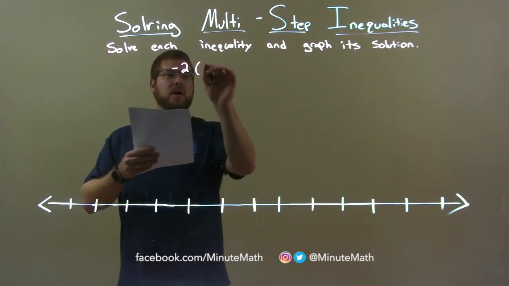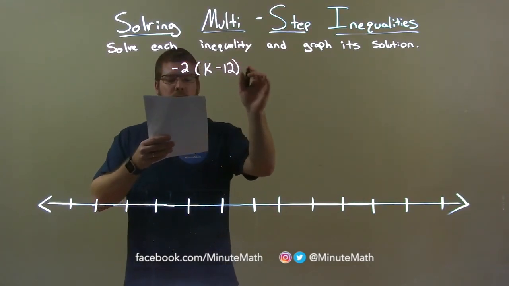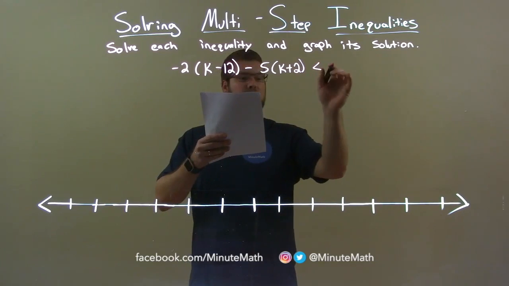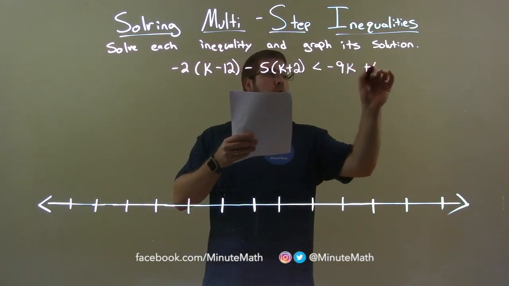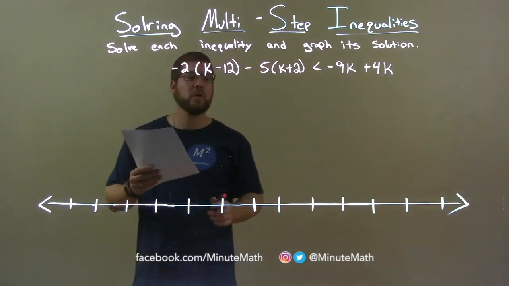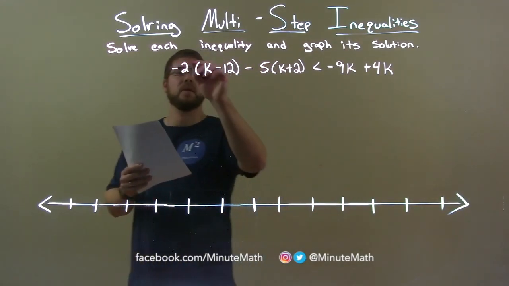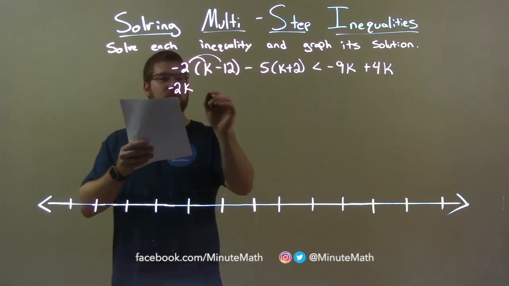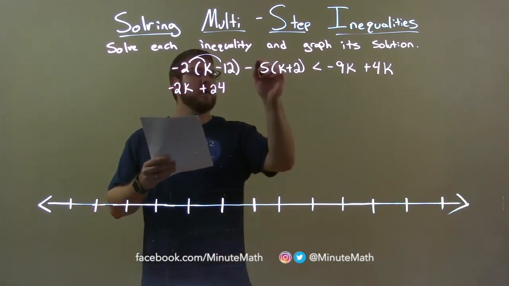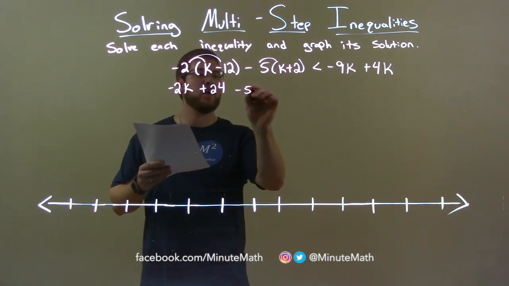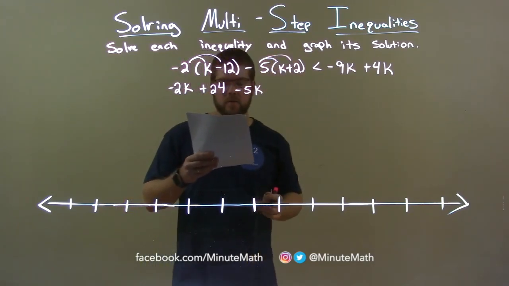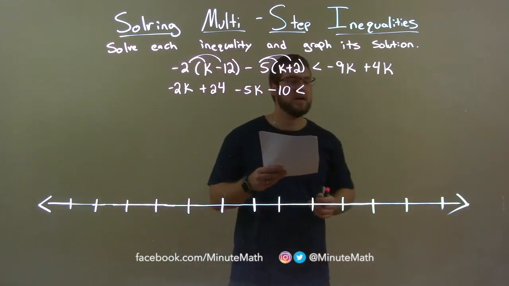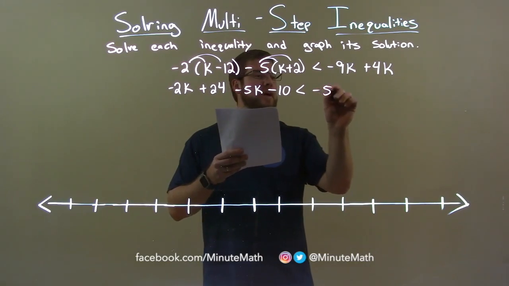Negative 2 times k minus 12 minus 5 times k plus 2 is less than a negative 9k plus 4k. Well, first thing, I'm going to distribute into each parenthesis. Negative 2 times k is a negative 2k. Negative 2 times a negative 12 is a positive 24. Minus 5 times k is a minus 5k. And make sure you distribute the minus again. Minus 5 times 2 is a negative 10 or minus 10. It's less than, and negative 9k plus 4k is a negative 5k.